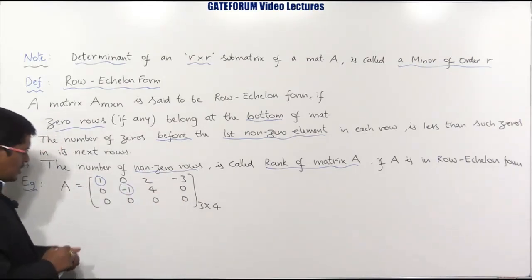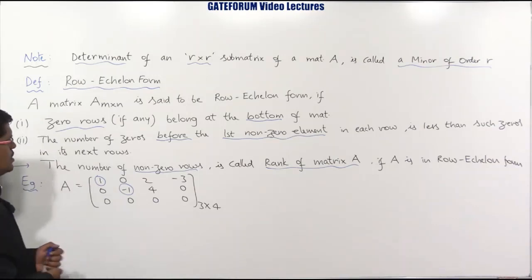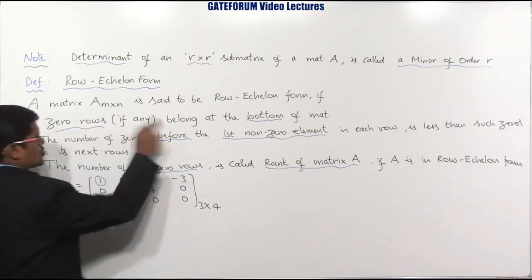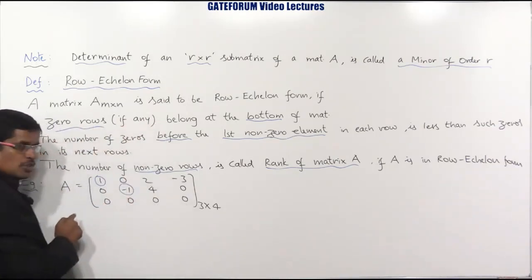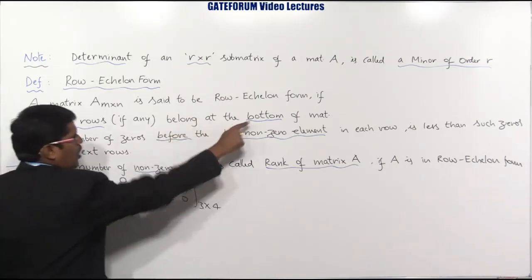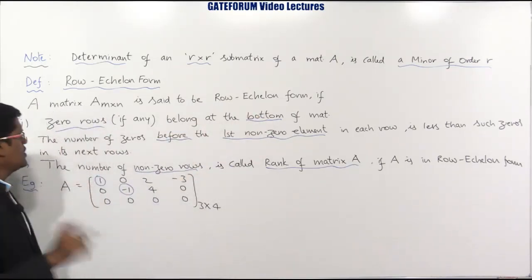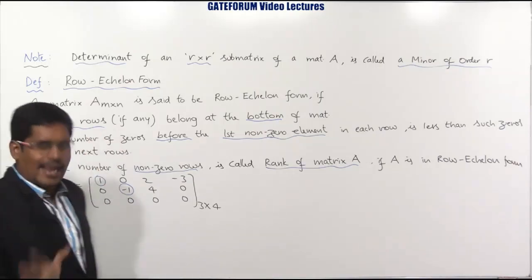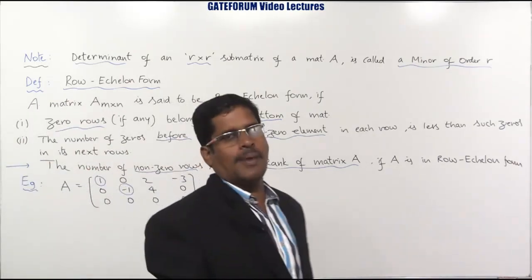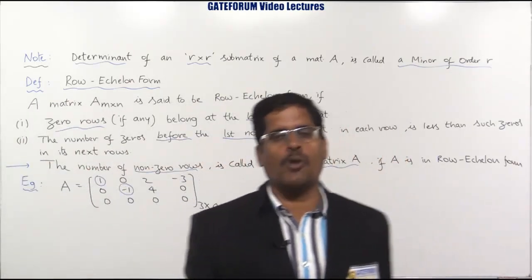Now, in the third row, there is no non-zero element. Let us check 0 rows. The third row is a 0 row, all elements zeros. It belongs to the last of the matrix, that is the bottom of the matrix. Okay? This first condition is optional. If it is available in the matrix, then only you put it into the bottom of the matrix.